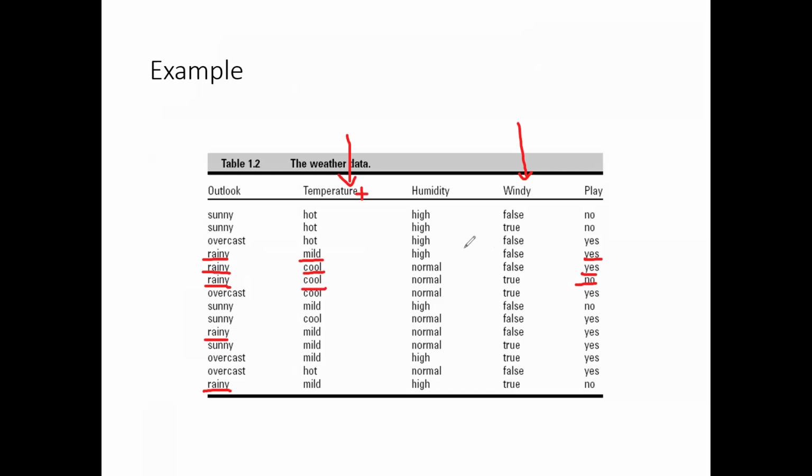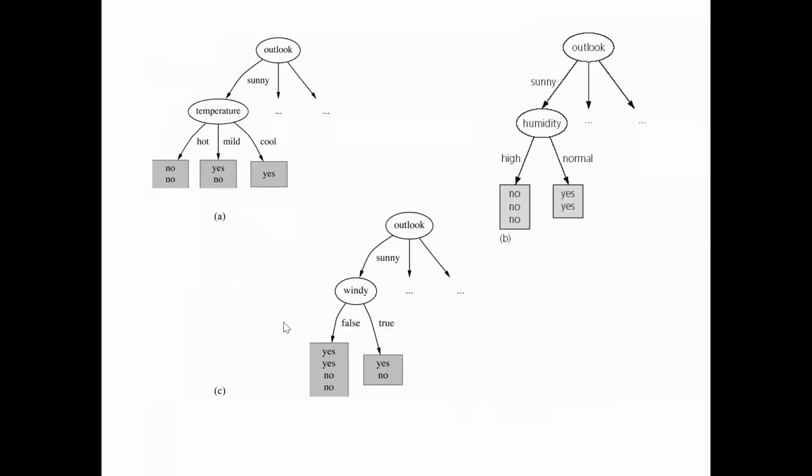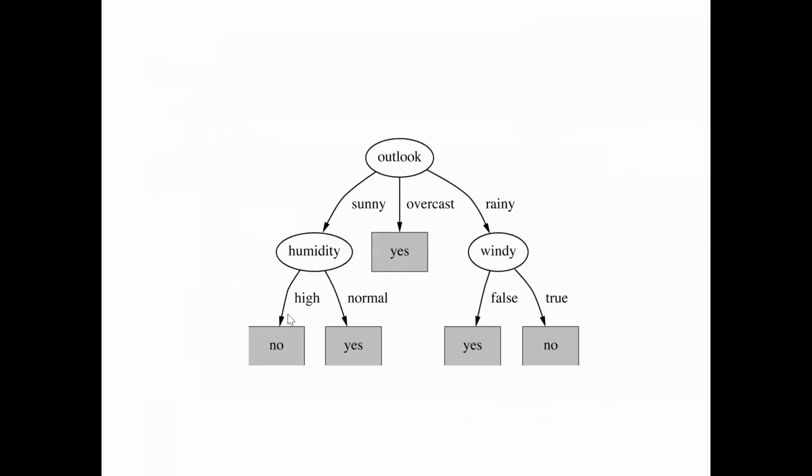Try windy now. Here, this is false, yes, false, yes, true, no, false, yes, true, no. Okay, this is the one we have to select, that we will get pure classification. So that means this will be our final decision tree.